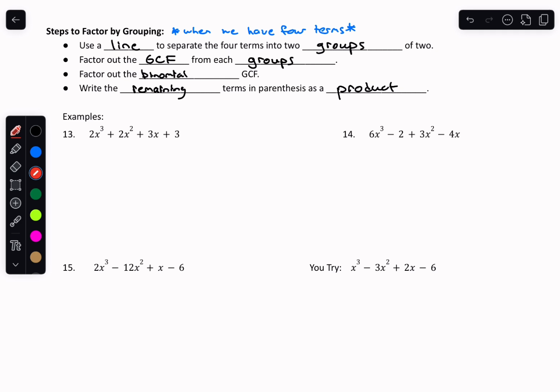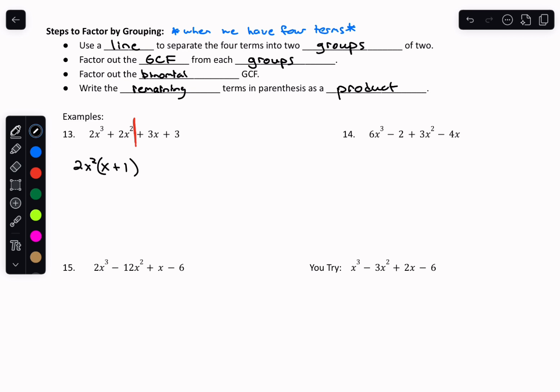So right after the first two terms, I'm going to draw a vertical line. Now, we're going to factor the GCF out of the first two terms, and then we're going to factor the GCF out of the second two terms. So from the first two terms, I'm looking at 2x cubed plus 2x squared. Those have a 2x squared in common, and that leaves behind 2x cubed divided by 2x squared is just x, and 2x squared divided by 2x squared is just 1. So we leave behind an x plus 1.